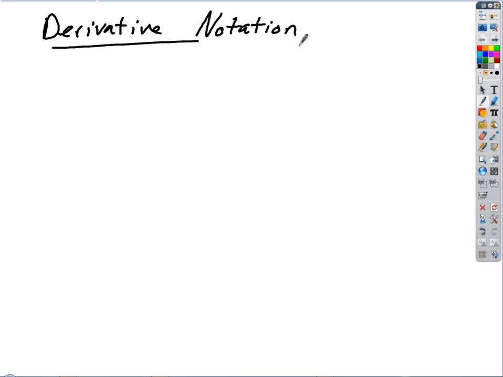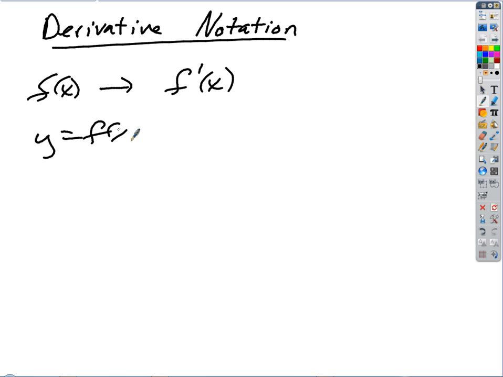First things first though, I told you the other day that there were some different notations for derivatives, and we've been using this one, right? We say that if f of x is the function, then its derivative we call f prime of x. Okay, and that's very standard. There are some other ones too. Here's one. If we've got some function, say y equals f of x, well, sometimes we'll use that notation. That says the derivative with respect to x.